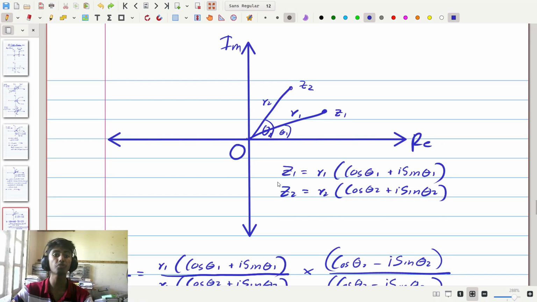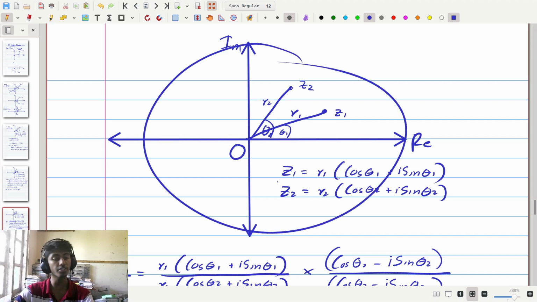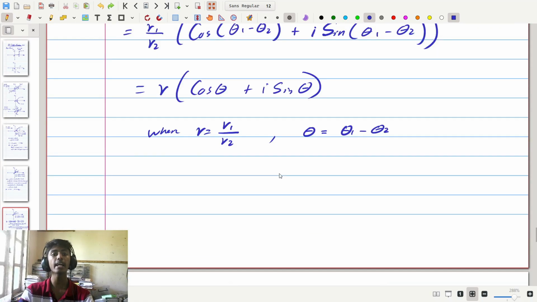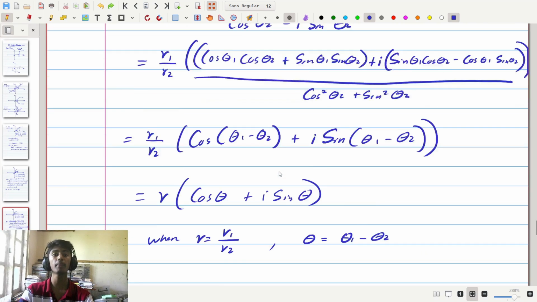All we need to do is find their radii, divide the radius of the thing on top by the radius of the thing on bottom, and then draw a circle at that radius. Or instead, we could find the angle first, take the angle of the thing on top, subtract the angle of the thing on bottom, and then draw a line in that direction, go a distance of r1 divided by r2 along that line and mark the point, and that point would be the point corresponding to z1 divided by z2.